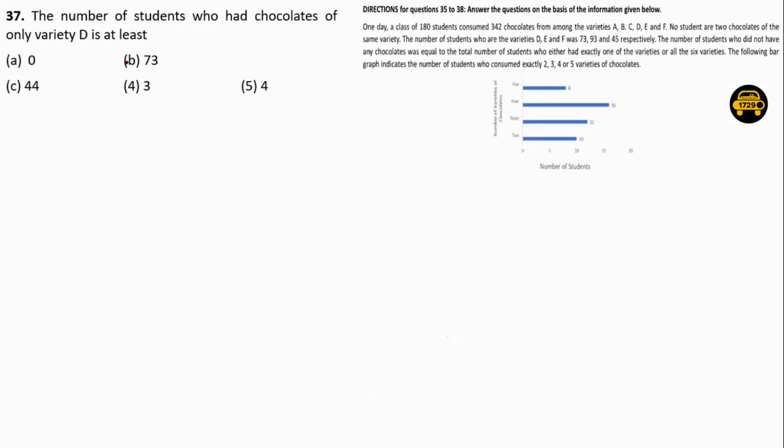Now coming to the next question. Okay, so the number of students who had chocolates of only variety D is at least. Now we need to understand the basic concept of maxima and minima here. We have to minimize the number of students who got only variety D. That means for D we will have 6 types of students for chocolate variety D, right? So let's call D dairy milk to avoid the confusion.